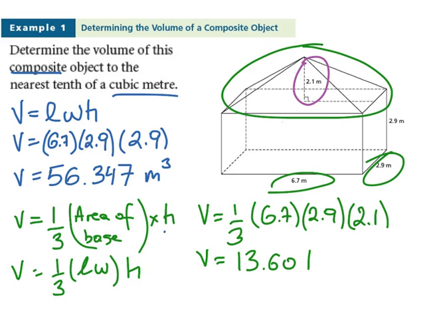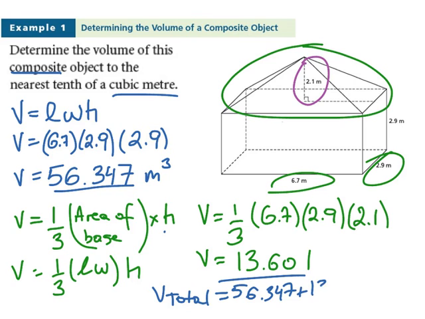However, the question is asked for a composite object, and the composite object is equivalent to the addition of these two numbers. So the total volume, or V total, is equivalent to the addition of 56.347 with 13.601, and the answer to the nearest tenth of a cubic meter is 69.9 meters cubed, and that's your answer.